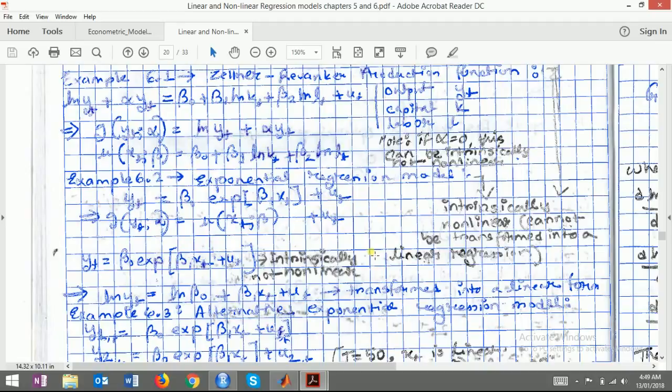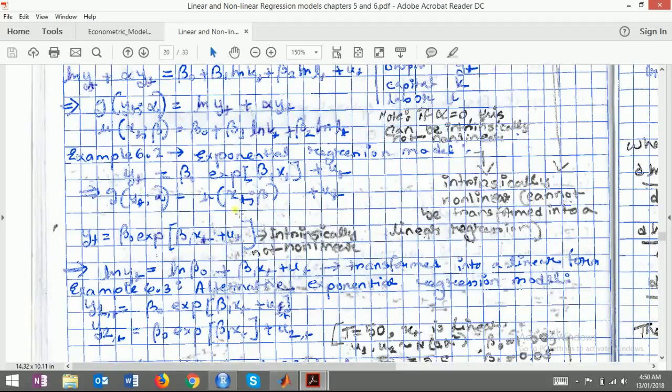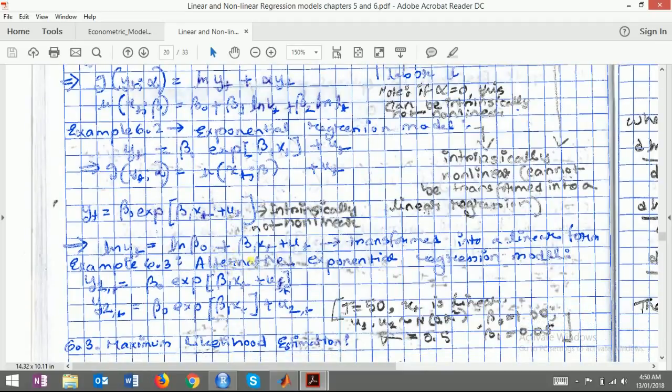Coming back to the previous equation, if we take log on both sides of this exponential regression model, we have log of yt equals log of beta naught plus beta 1 xt plus ut. This is transformed into a linear form.